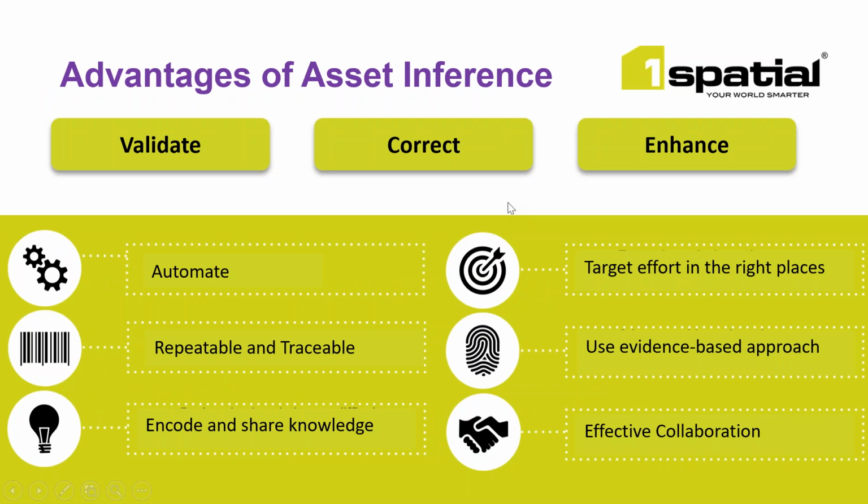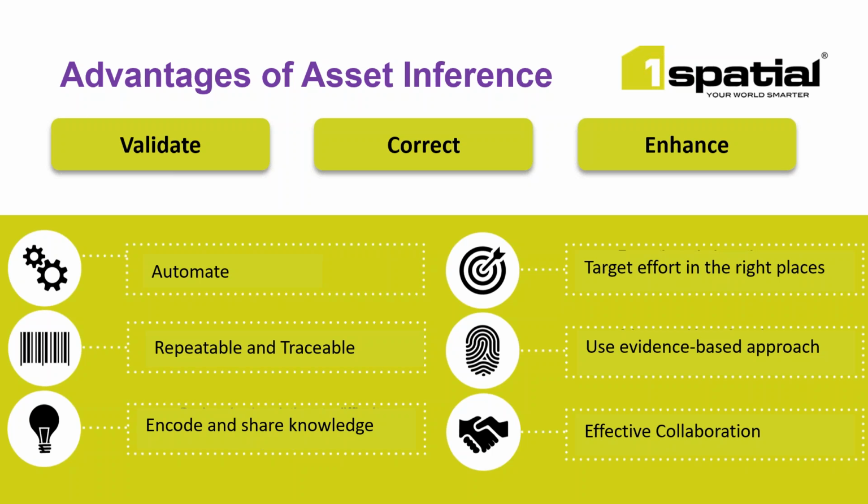And what are the advantages of taking our validate, correct, and enhance process? As I mentioned before, the process is completely automated. So you can run this at any interval of time that you like, and it's also allowing you to find efficiencies in the business by reassigning them to other areas. It's completely repeatable and traceable. So we can look at repeating the work at any interval, as I mentioned before.